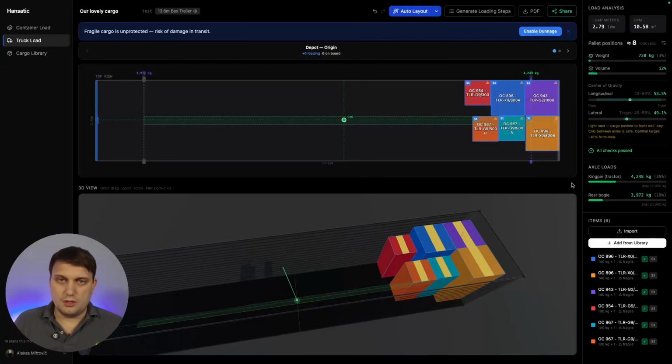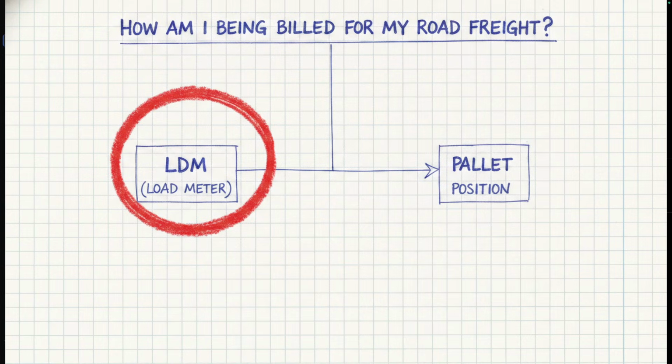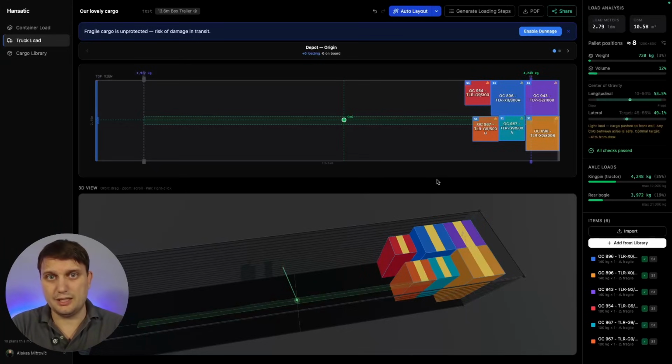So now we're going to go into the second way, and that is the strategy where we will fully optimize for the load meters. Okay, so now let's optimize fully for the load meters. Let's say we know that our carriers are providing us quotes based on the load meters. We occupy the floor length in the trailer. So let's see how that will span, if I use a little bit of help here.